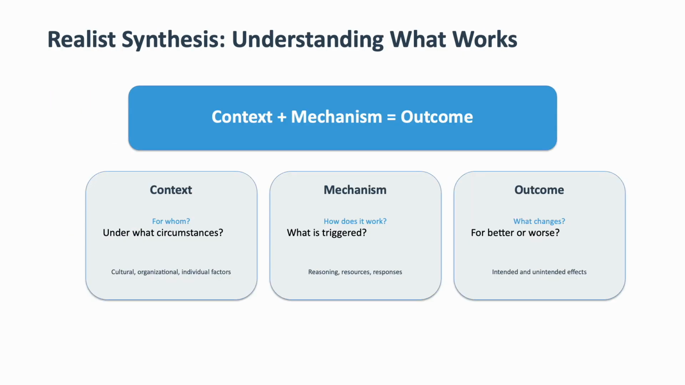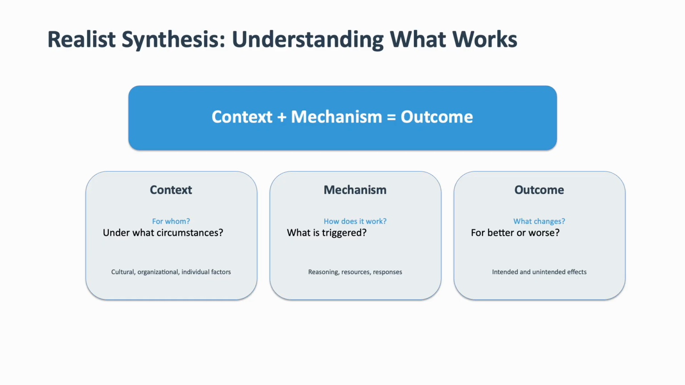Realist synthesis helps us understand what works through the formula: context plus mechanism equals outcome. Context asks, for whom and under what circumstances? Considering cultural, organizational, and individual factors.